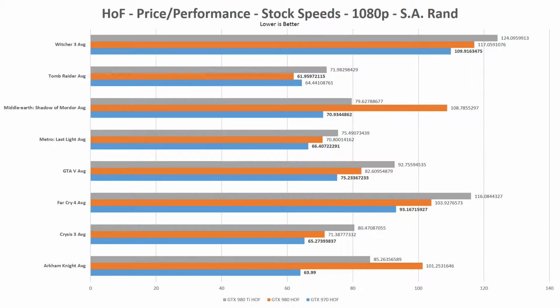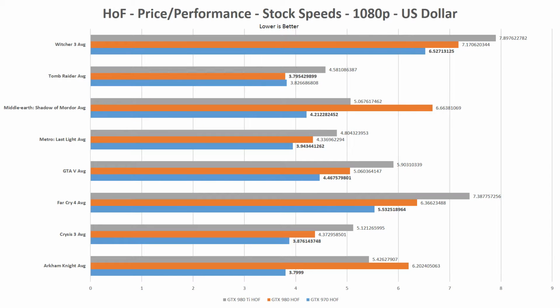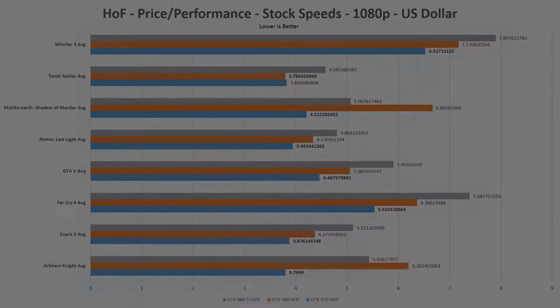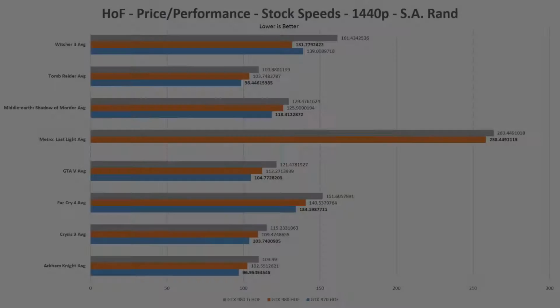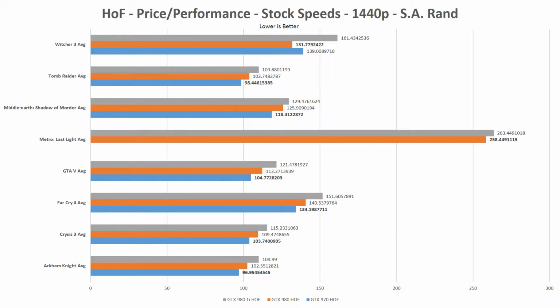At 1080p in stock speeds, the GTX 970 hits the top of the price to performance chart with regards to the rand and the dollar in every game, besides Tomb Raider, where the GTX 980 comes out on top. With the overclock speeds, the 970 pulls ahead and tops the charts in every game, and at 1440p in stock speeds, the 970 again reigns supreme in most games.